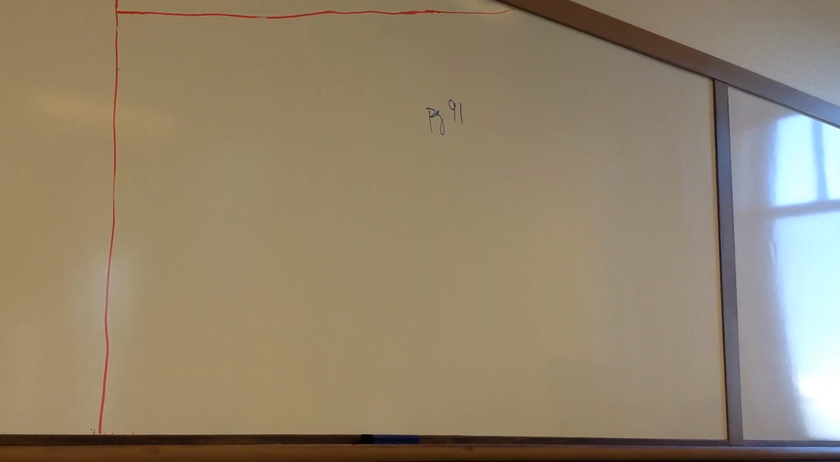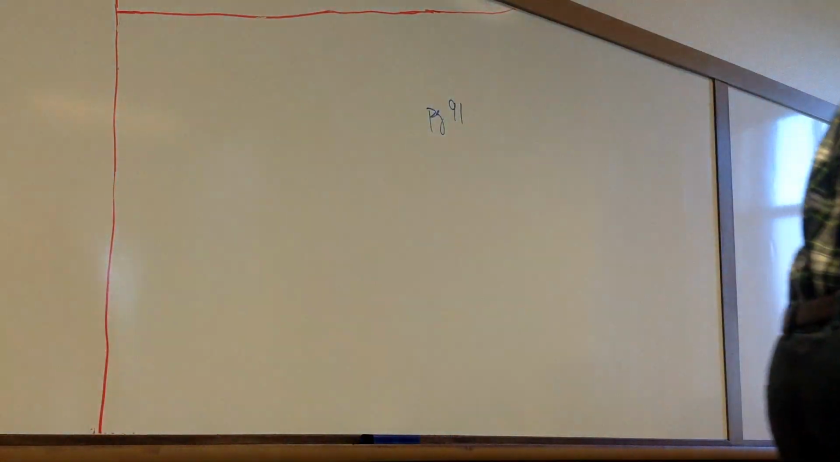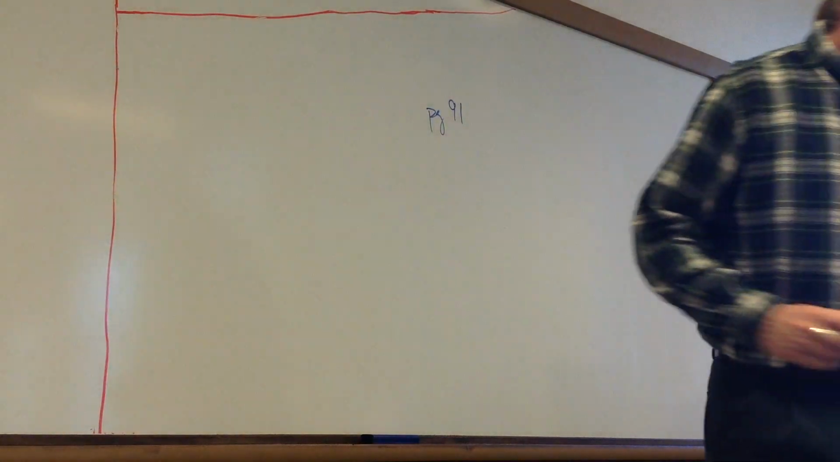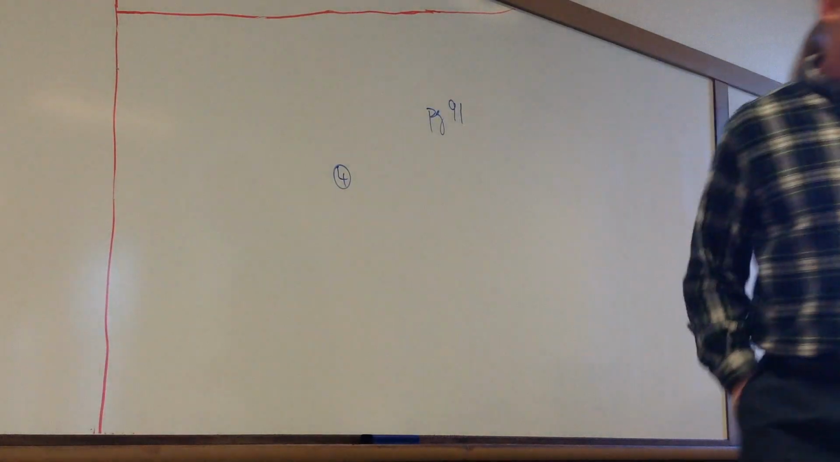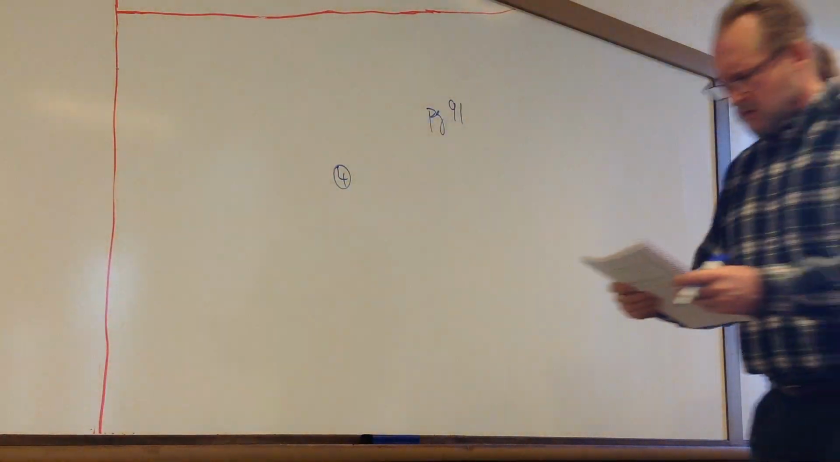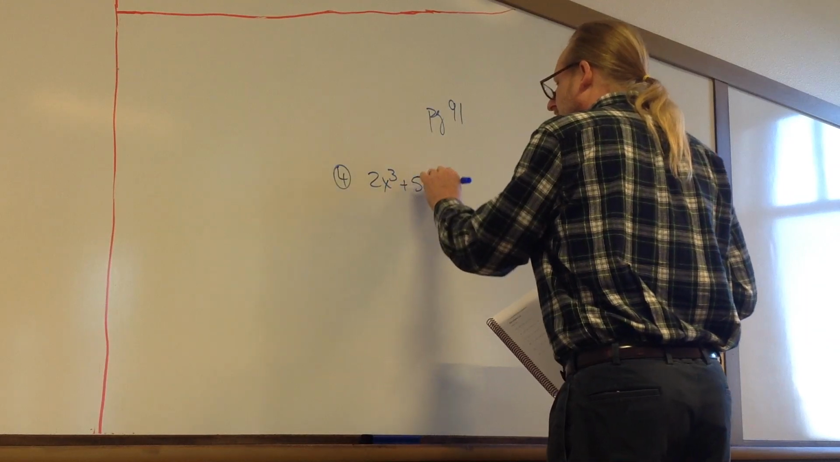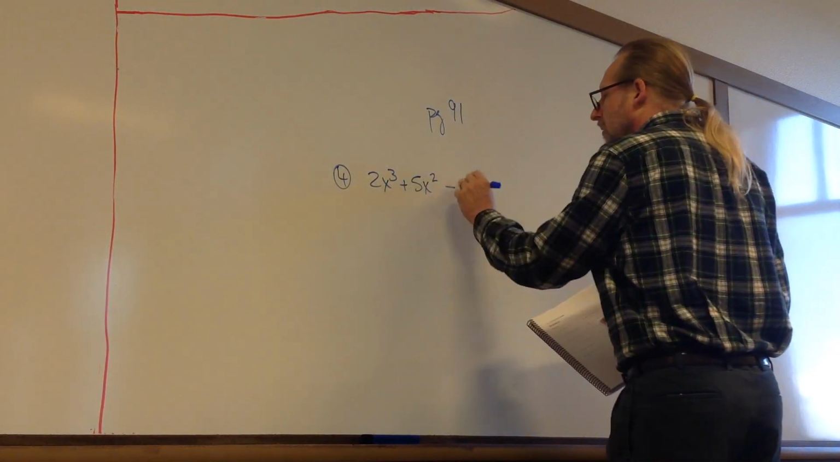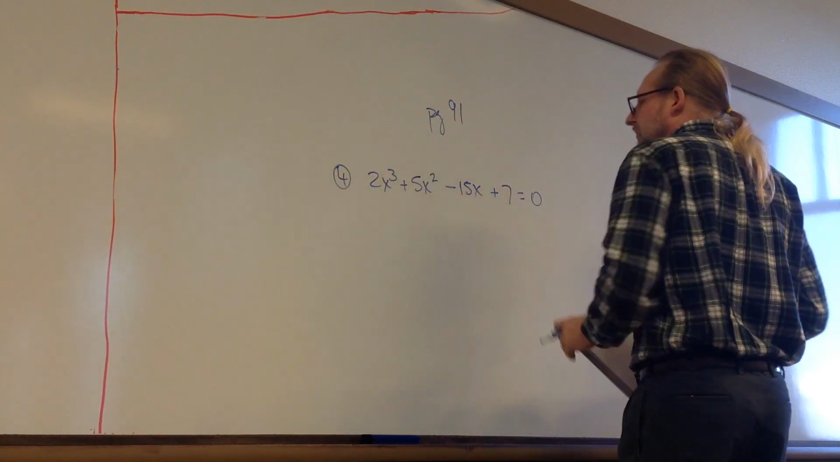Okay, there we go. Now I've got the camera focused on the board again. And let's look at a couple examples on page 91. So problem 4 says 2x cubed plus 5x squared minus 15x plus 7 equals 0.